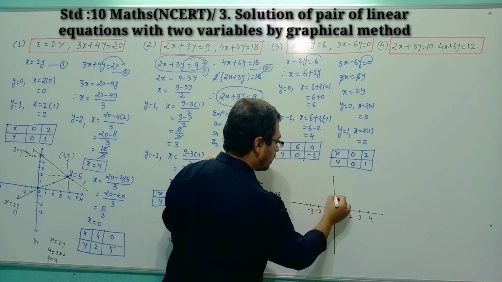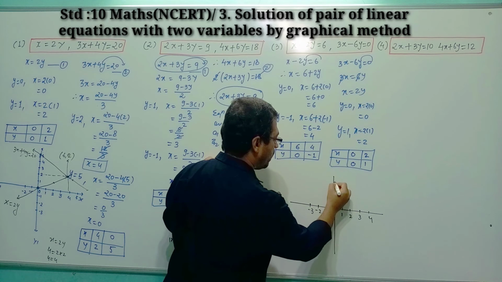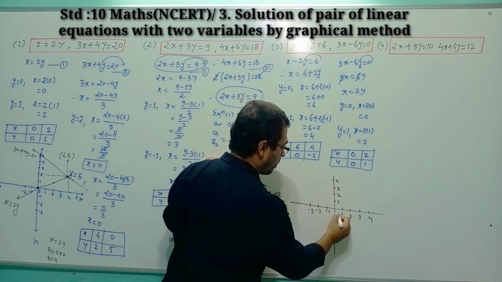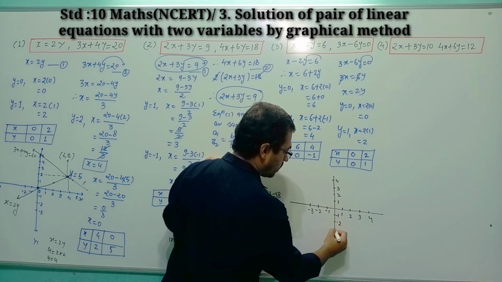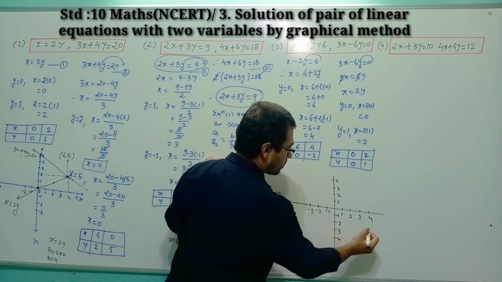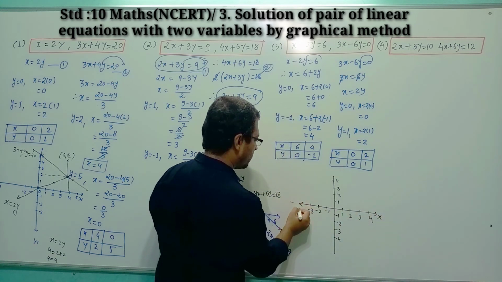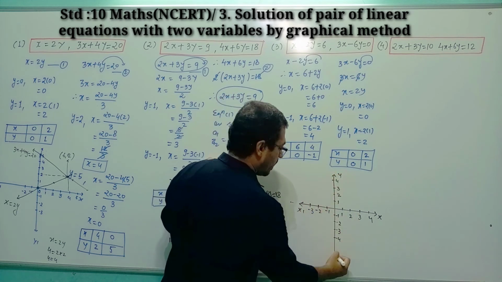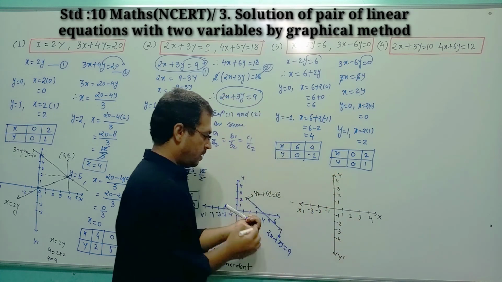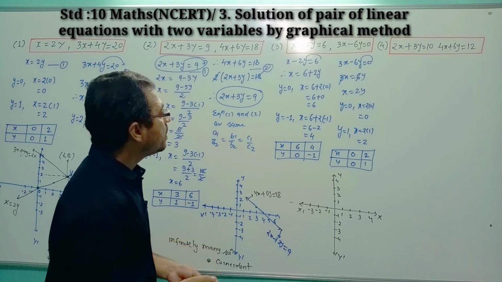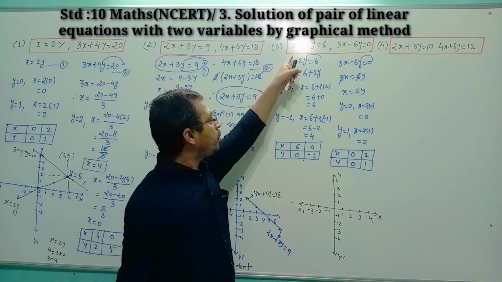One, two, three, four. Minus one, minus two, minus three. One, two, three, four. Minus 1, minus 2, minus 3, minus 4. This is the x-axis. Here you can write x dash, y and y dash. Okay, students. First of all, plotting the first line.